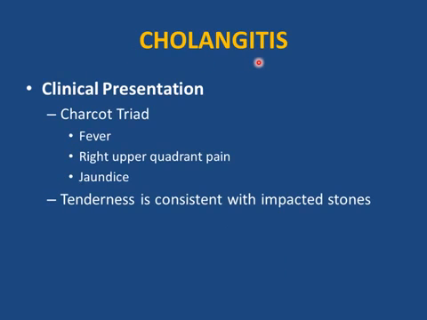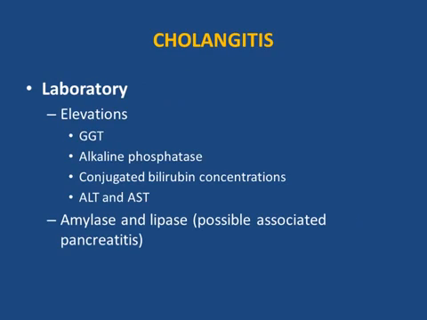Clinical presentation of cholangitis: Charcot triad, fever, right upper quadrant pain, jaundice. Tenderness is consistent with impacted stones. Laboratory evaluation of cholangitis: elevation of GGT, alkaline phosphatase, conjugated bilirubin, AST, and ALT. If amylase and lipase are elevated, there is a possibility of associated pancreatitis.